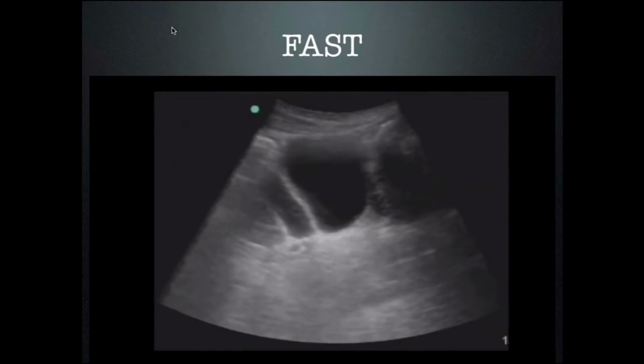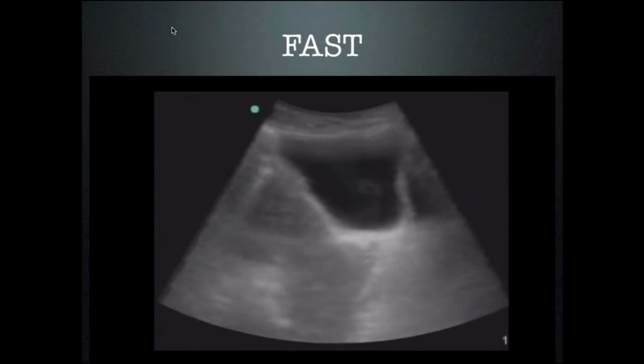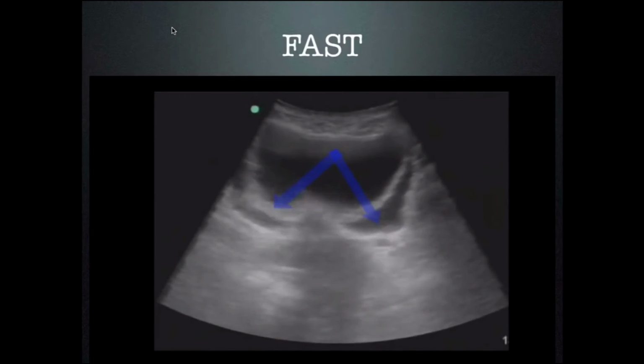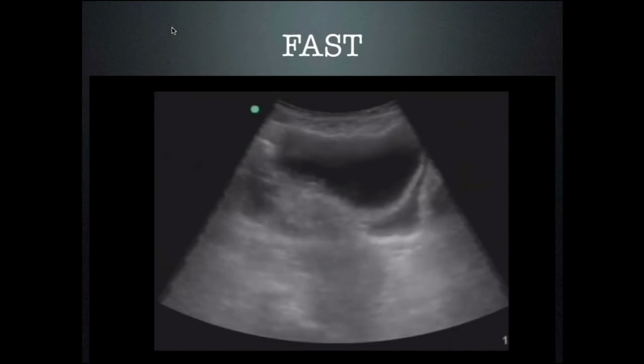Here's a positive FAST exam. We see the bladder. We can see the wall of the bladder outlined because there's fluid on both sides of the bladder. Here in the cross-sectional view, we see the uterus and fluid outlining the bladder wall. This is a positive FAST exam. This is a positive pelvic window.